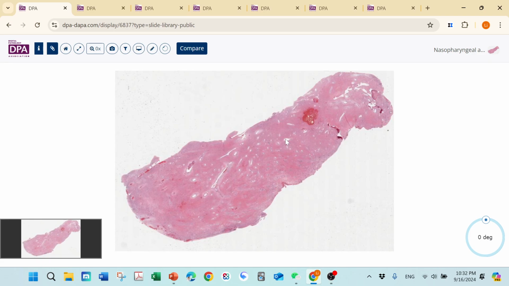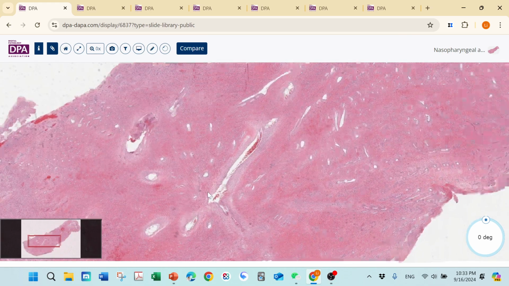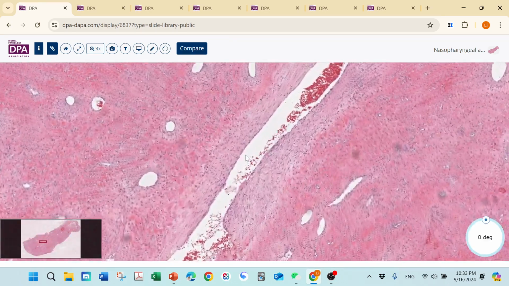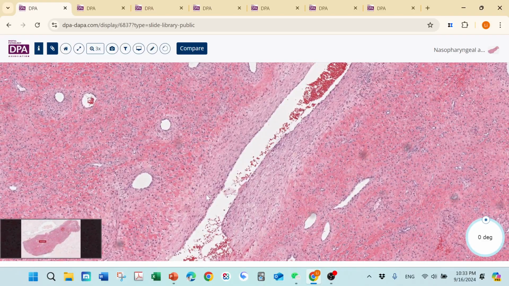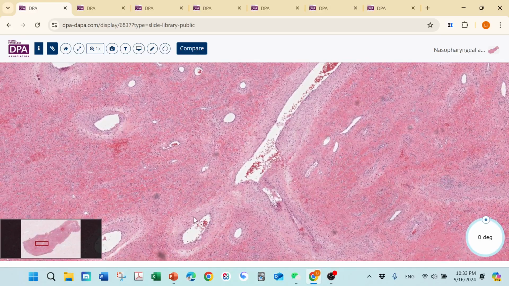Let's see some virtual slides. In low power, we can see this mass. Even at this scanning magnification, you can see tons of blood vessels, so you can think about this entity, angiofibroma. You need to bear in mind that in the vessel wall, you do not find any hyalinized blood vessel wall. The vessel wall is kind of cellular.